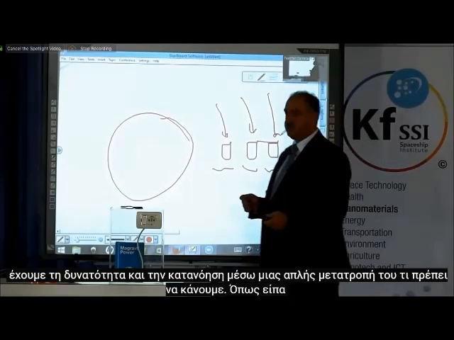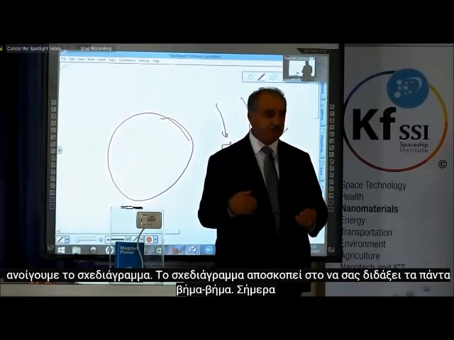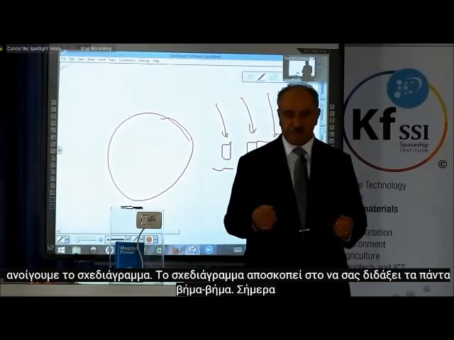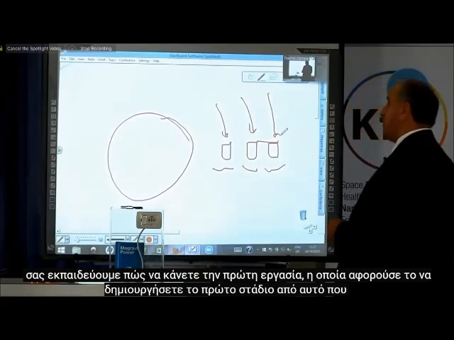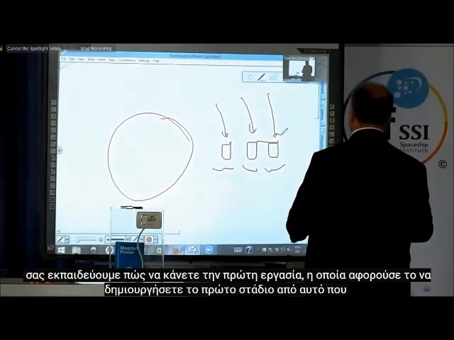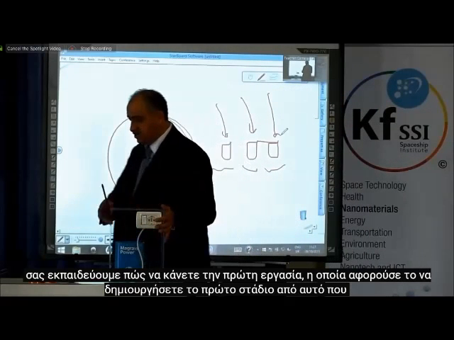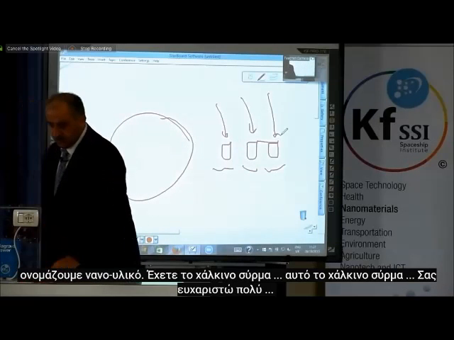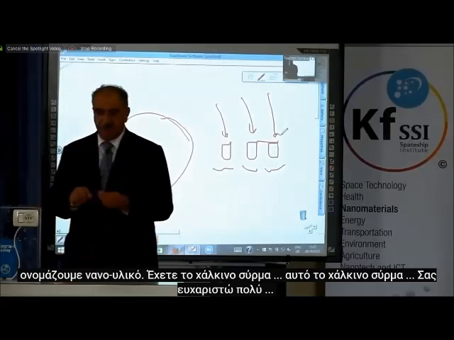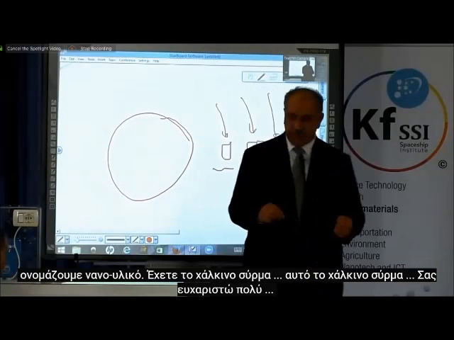As I said, we open the blueprint. The blueprint means to teach you everything step by step. Today, we teach you how to do the first job, which is to create the first stage of what we call nanomaterial. You have the copper wire. This copper wire, thank you very much.